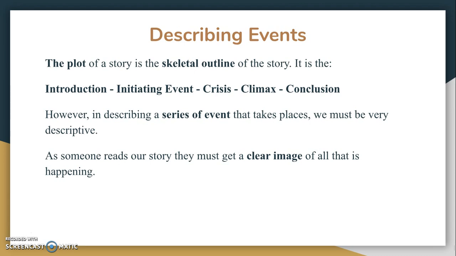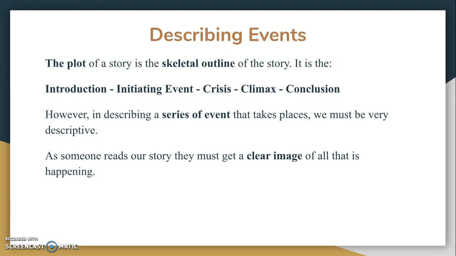But when I use descriptive writing, when I show readers sense of smell, touch, taste, sound, when I show personification and similes and use figurative language, that really makes the reader want to hear more.